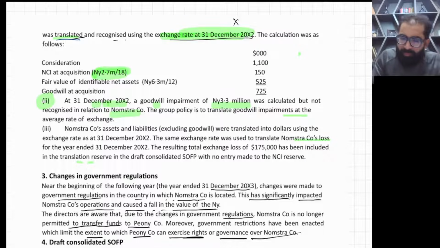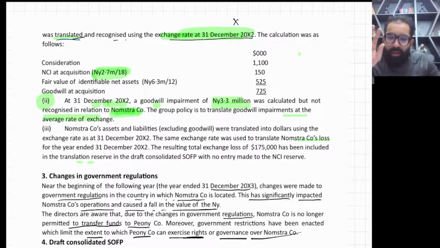They are saying at 31st December X2, a goodwill impairment of NY, in the foreign currency, was calculated but not recognized in relation to Nomstra company. The group policy is to translate goodwill impairment at the average rate of exchange. Okay, they have told you.